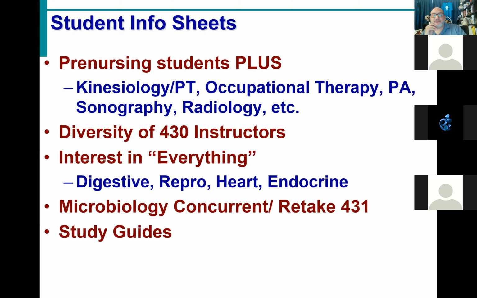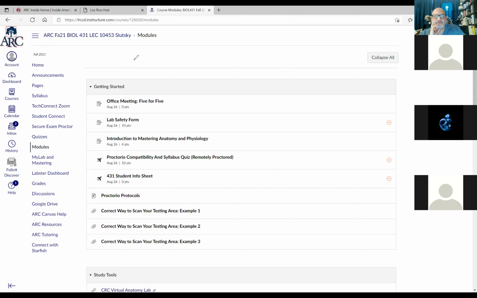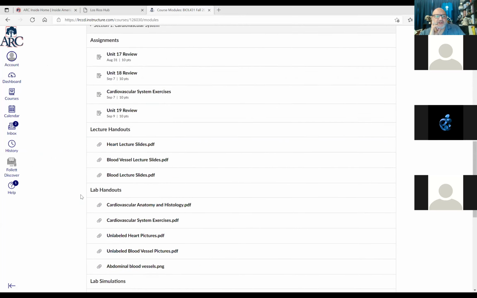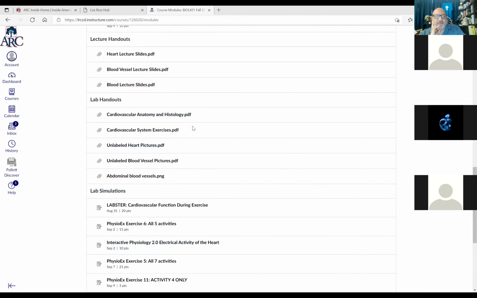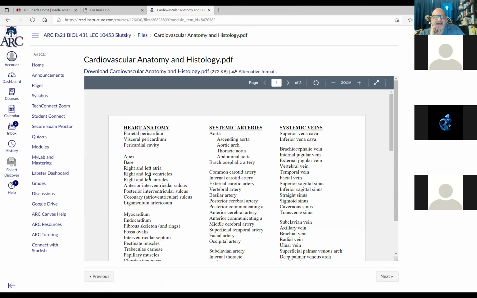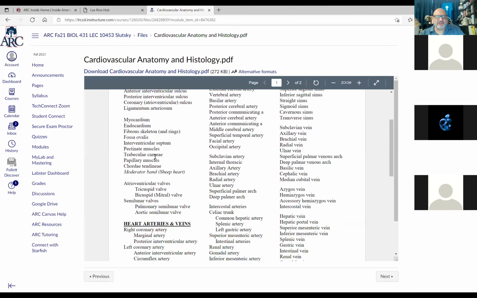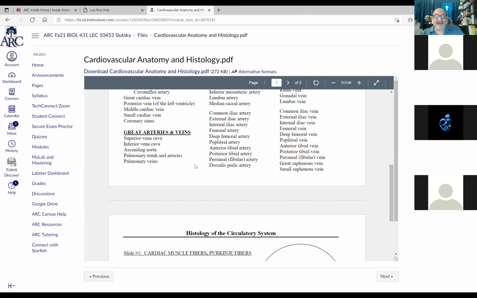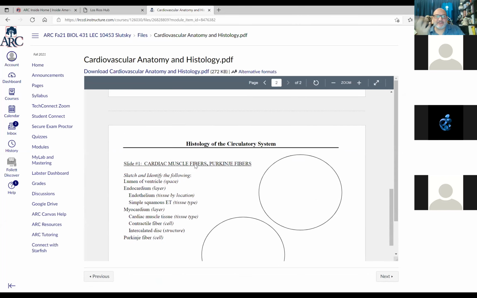All right, study guides. Great question. A couple people asked about this, and let's go back to our modules. As we talked about for the lab exam, the majority of your lab exam is going to come from these types of lab handouts. As I mentioned, this handout that we talked about in the last class that has the blood vessels, has the heart's anatomy, has the microscopy on it. This is your study guide.